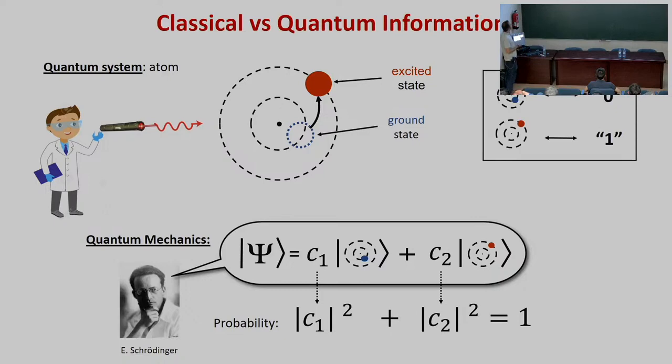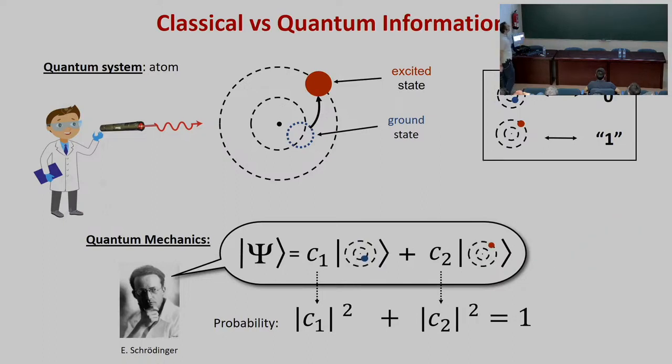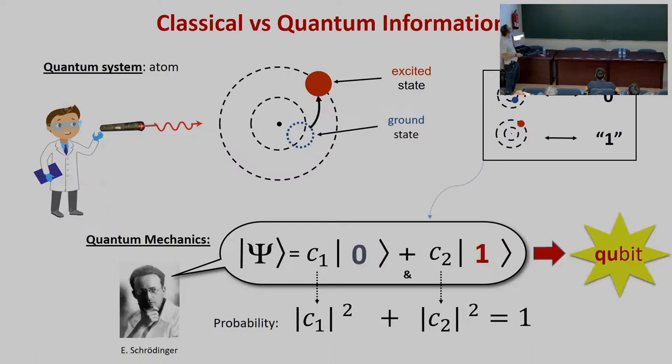And the step now to quantum information comes here. If you store a 0 in the ground state or a 1 in the excited state, then this superposition you can interpret as a qubit, the basic element of quantum information.